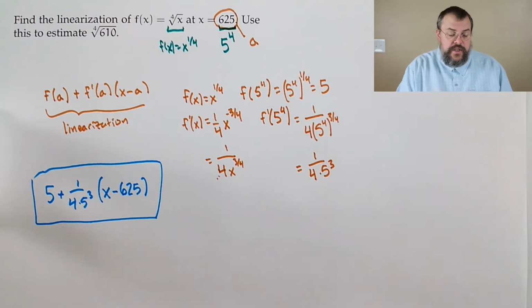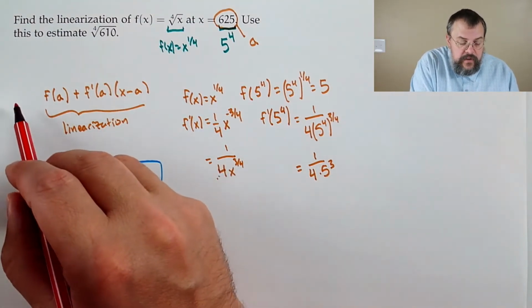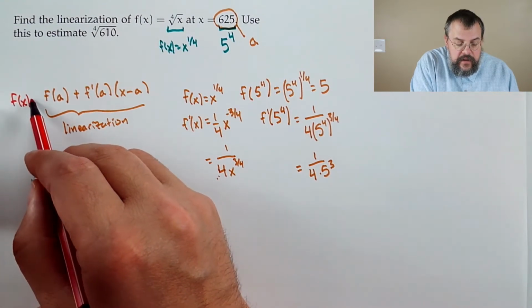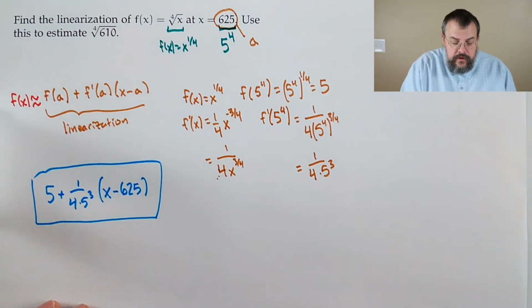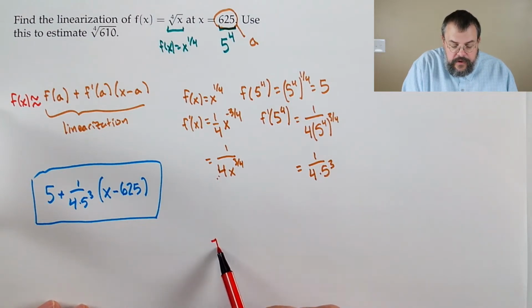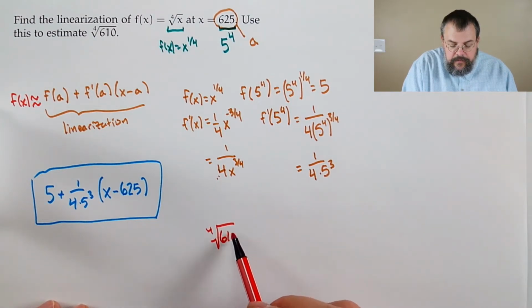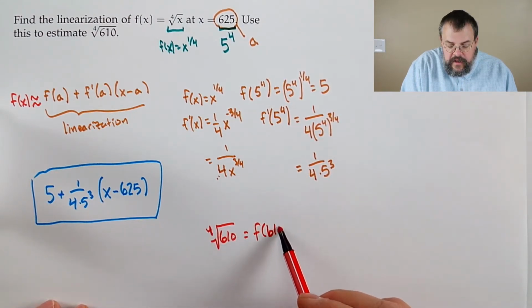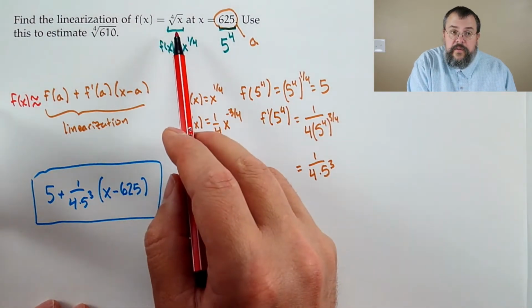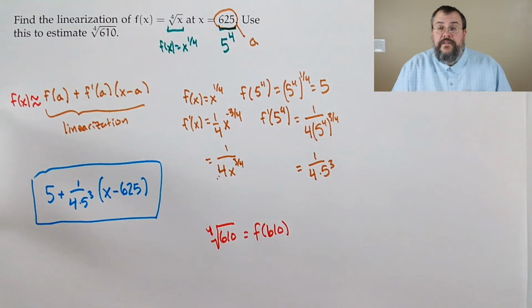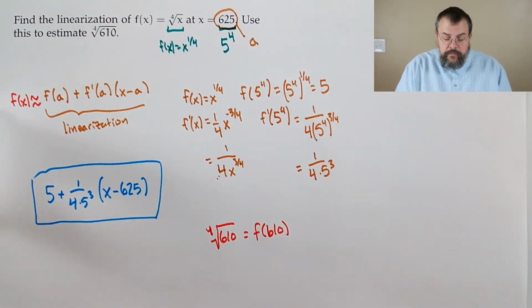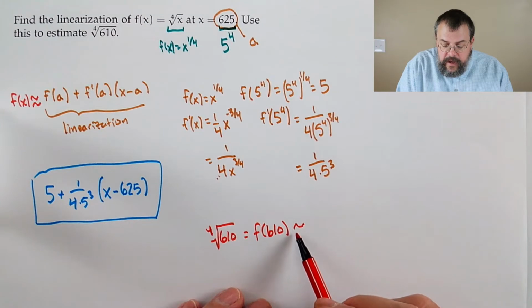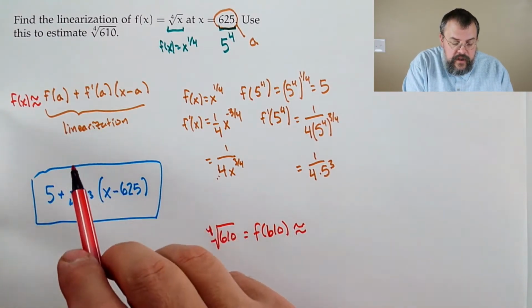So it's a good approximation nearby. And by nearby, we mean near a. 610, relatively speaking, is not terribly far off from 625. So we could say f of x is like our linearization. So we could say that the fourth root of 610, that's what happens when you plug 610 into the function, because the function says take the fourth root of what you plug in. So if you plug in 610, you get the fourth root of 610. That's going to behave like, now we plug 610 into our linearization.